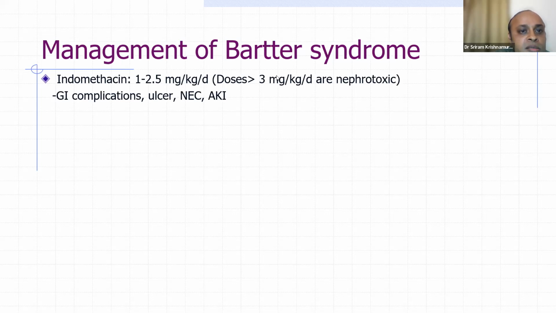So management of Bartter syndrome is through indomethacin. Dose is about 1 to 2.5 milligrams per kg per day. One should be cautious while using higher doses because they are nephrotoxic. GI complications, ulcers, necrotizing enterocolitis, and AKI are reported with indomethacin. So one must be careful, especially because you are polyuric, and while having polyuria, if you give an NSAID, the nephrotoxicity might be enhanced.